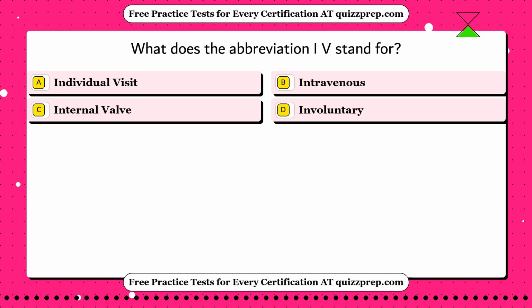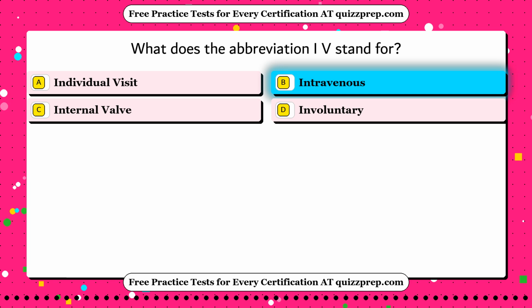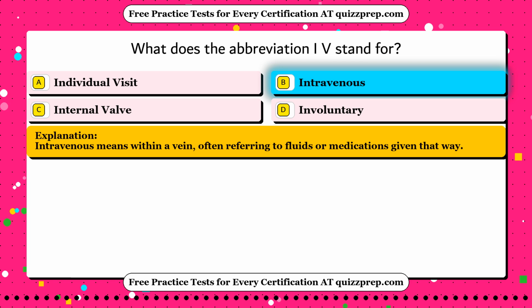Question 56. What does the abbreviation IV stand for? Option A, individual visit. Option B, intravenous. Option C, internal valve. Option D, involuntary. The correct answer is option B, intravenous. Intravenous means within a vein, often referring to fluids or medications given that way.